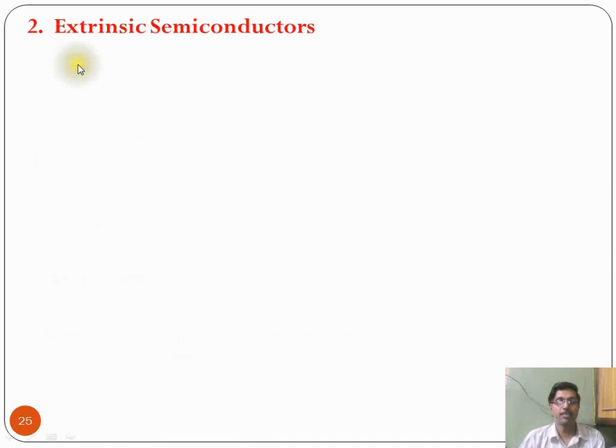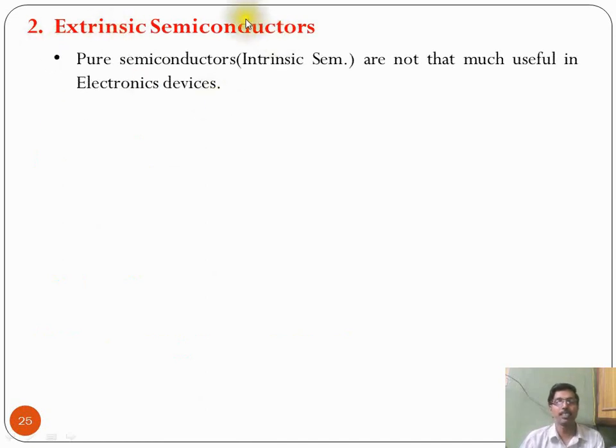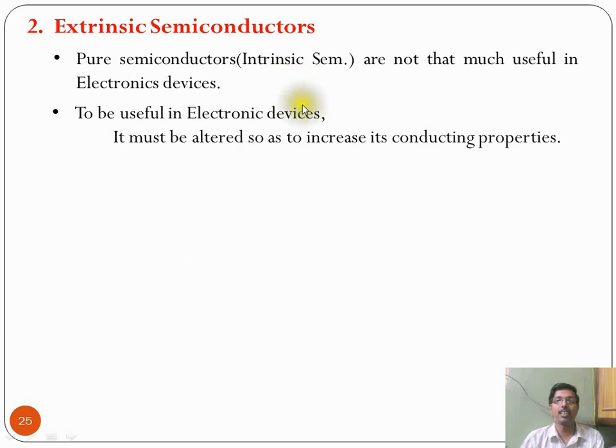The next one, we can move on to extrinsic semiconductors. What are extrinsic semiconductors? We have already discussed intrinsic semiconductors. Intrinsic semiconductors are the pure form of semiconductors, and they are not that useful in electronic devices because they have very poor current conducting properties.